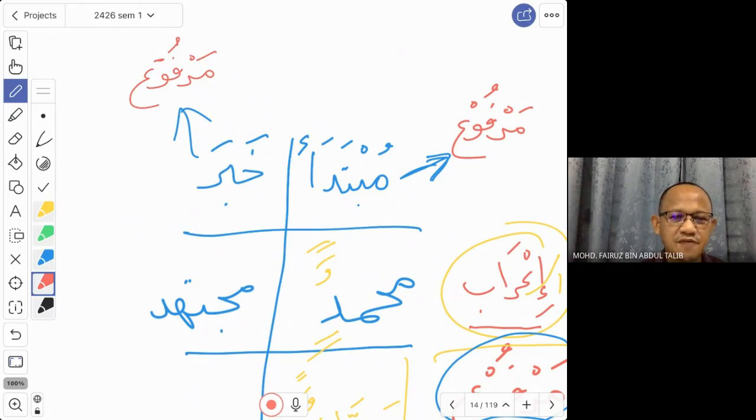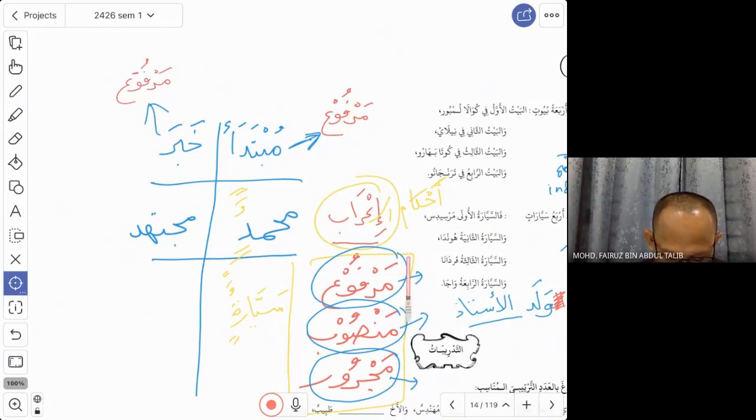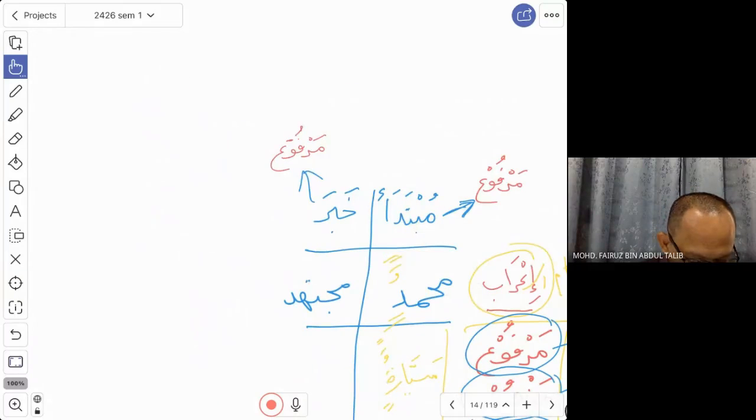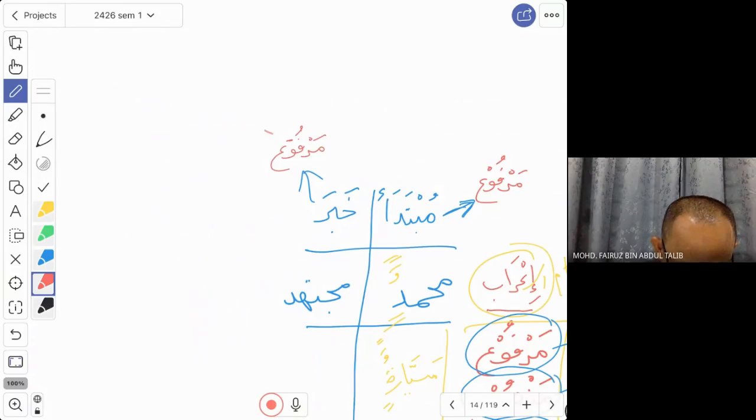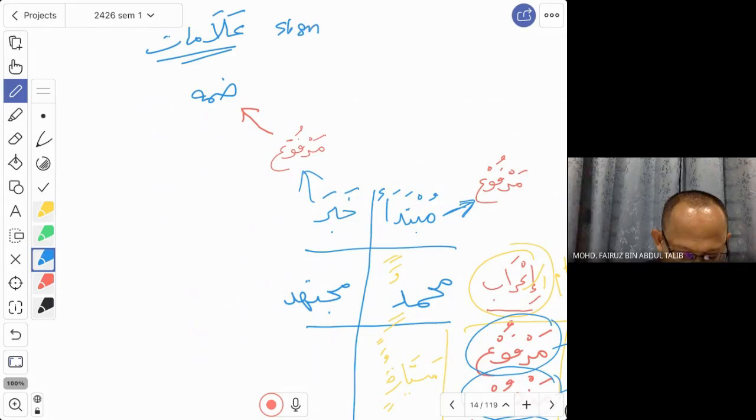So what is the implication of the hukum for the word? This is what we mean here. Marfu' has a sign, mansub has a sign, majrur has a sign. When the word is in the state of marfu', the alama, the sign, not the hukum. We will talk about the alama, or alamat, the plural, the signs. These are the signs you will see at the end of the word when it is in the state of marfu'. So the first sign is dhamma. What is a dhamma?